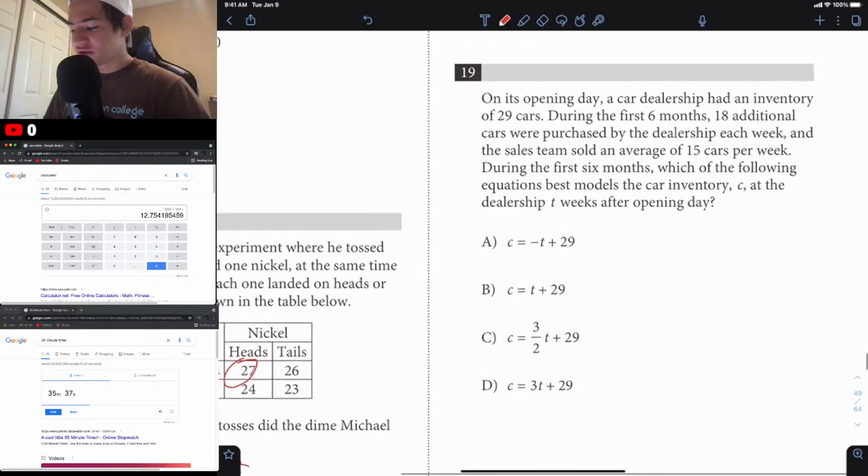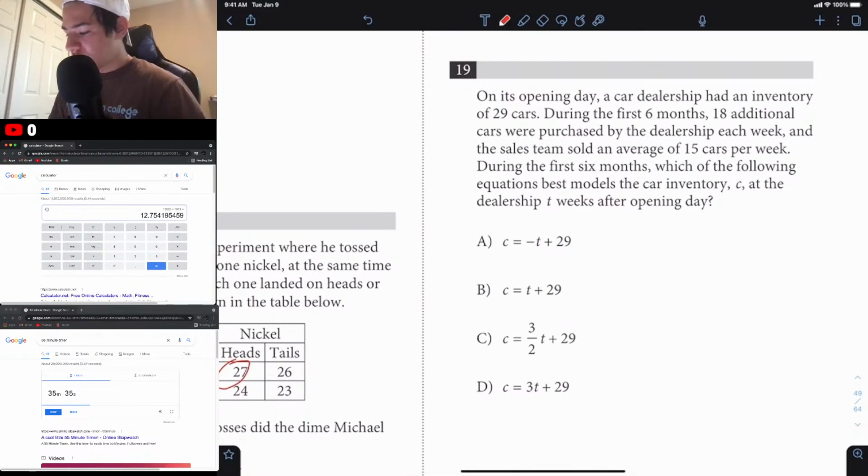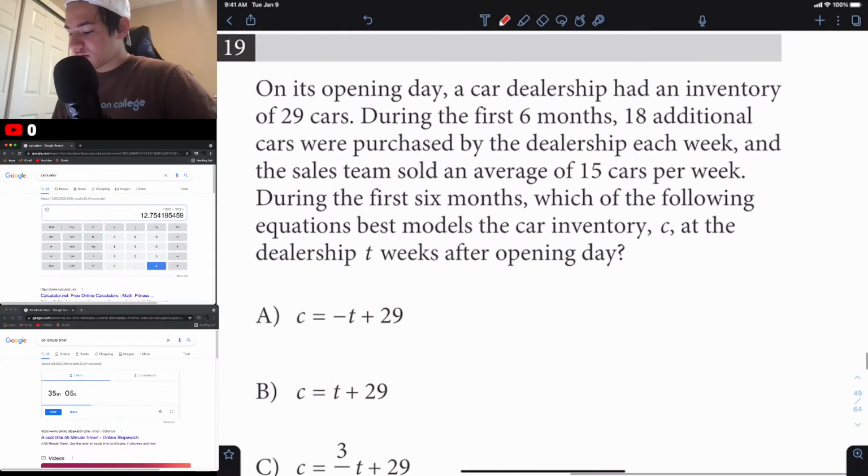On its opening day, a car dealership had an inventory of 29 cars. During the first 6 months, 18 additional cars were purchased by the dealership each week, and the sales team sold an average of 15 cars per week during the first 6 months. Which of the following equations best models the car inventory? Okay, so on its opening day it had 29 cars, so the y-intercept has to be 29. Oh, man. I don't like that.